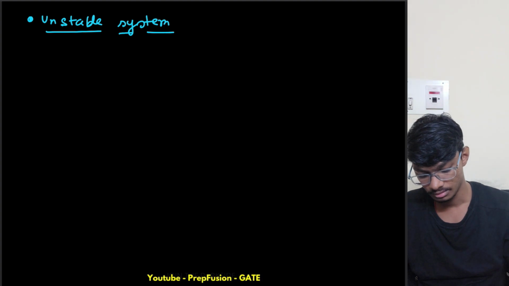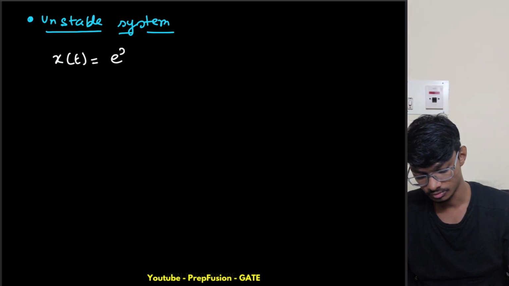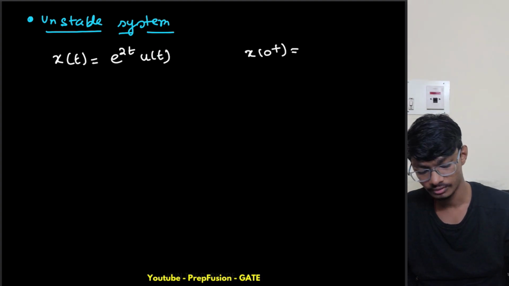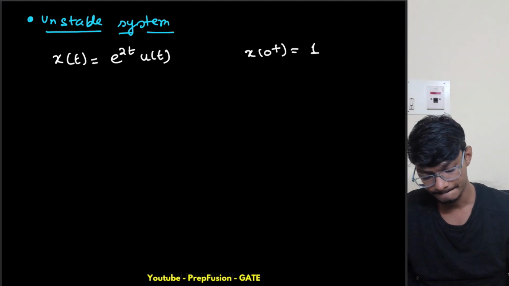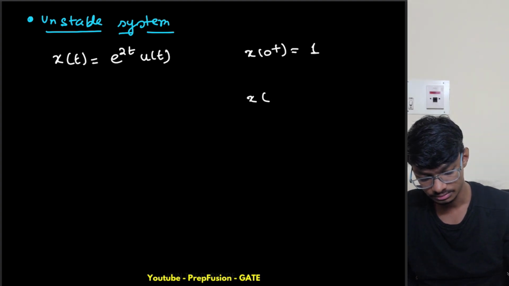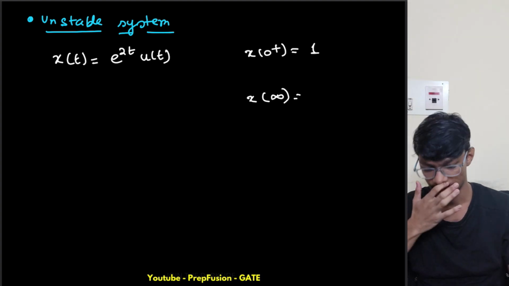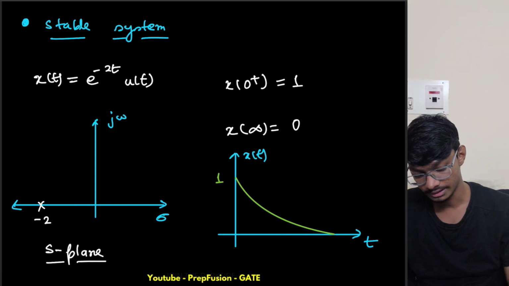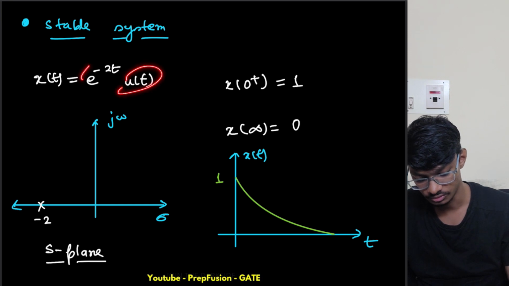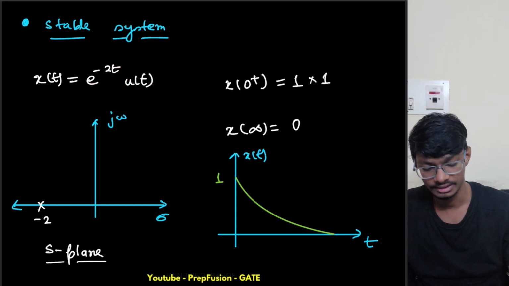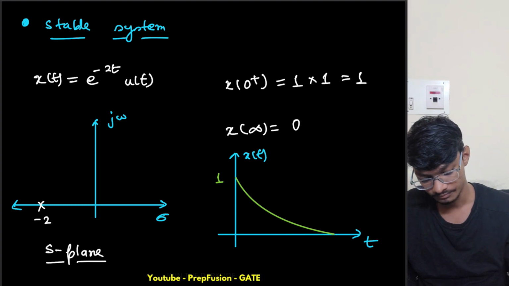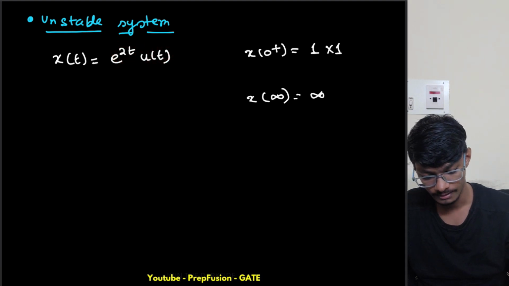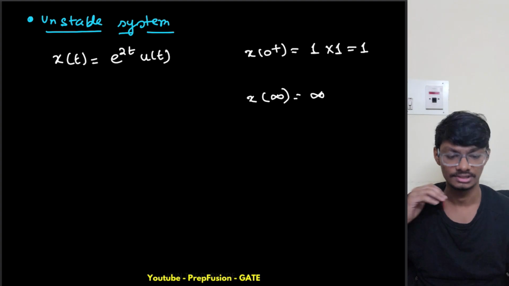For an unstable system, let me take x of t equals e raised to the power 2t u of t. At x equals 0 plus, we again have one value, but at x equals infinity, we don't have any finite value. It is infinity. Like one more thing, at 0 plus, this is 1 and this is also 1. So for your better understanding, I'm writing this as 1 times 1, and here also at 0 plus, this is 1 and this is also 1. So 1 times 1 is 1 only. So x infinity is infinity.